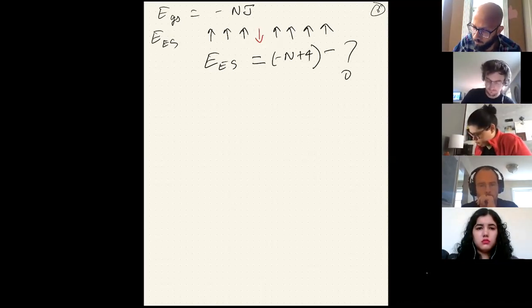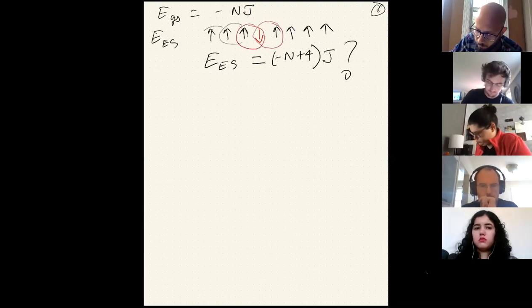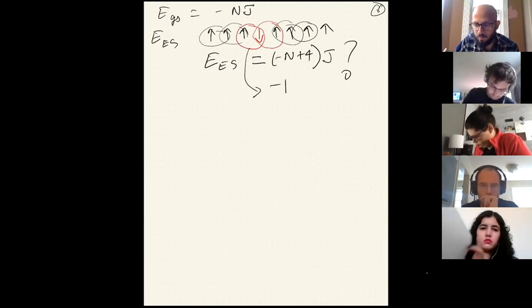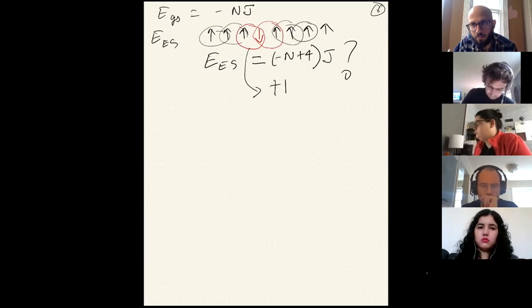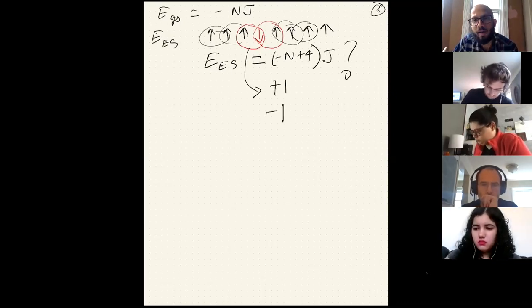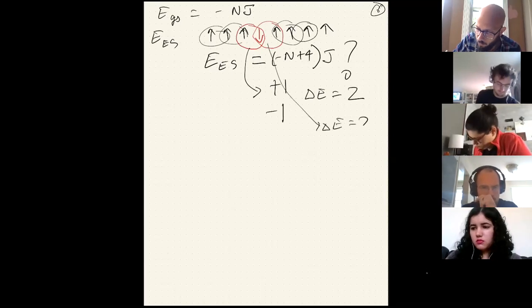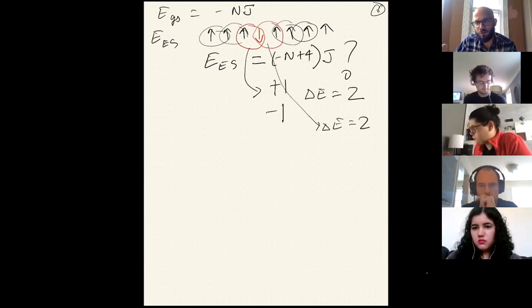So let me use color red for it. This pair changed its energy. This pair changed its energy. This pair was same. This pair is same. This pair is same. This pair is same. So this pair over here, what was its energy earlier? Its energy was -1, and now it changed its energy to +1. So the delta E for this pair on the left was 2. Similarly, the delta E for this pair was 2. So the difference is 4J. It's not 2J. It's a subtle point, but it's 4J.